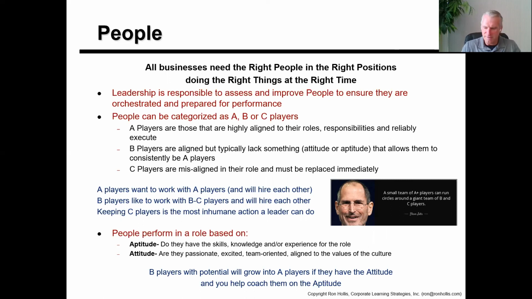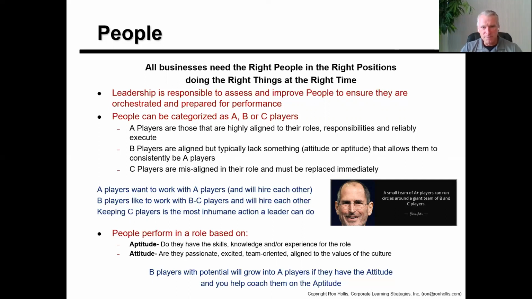We can all say it, they're the walking assets, most important. People are what drives the activities of a business, and a business is nothing more than the sum of activities of those people. So people are it. So all businesses need the right people in the right positions, doing the right things at the right time. Everyone gets this. Now, most of you have heard it. Very few people do it. Right people, right positions, right things, right time. Summarize that, and that's people.